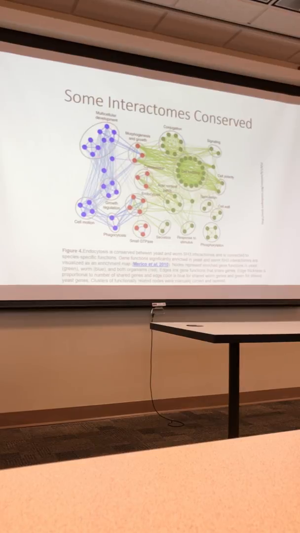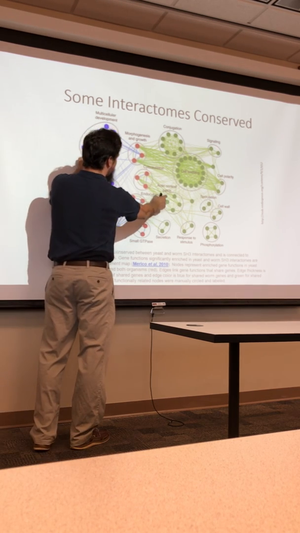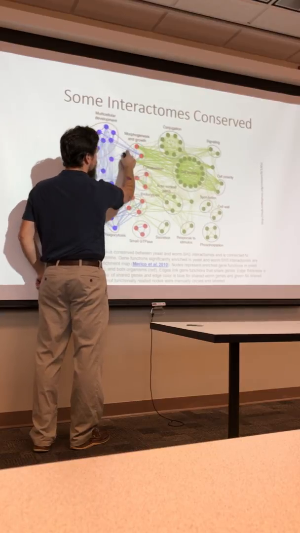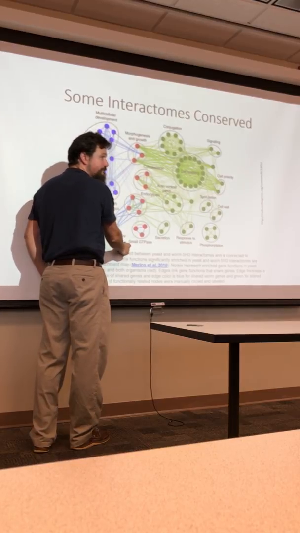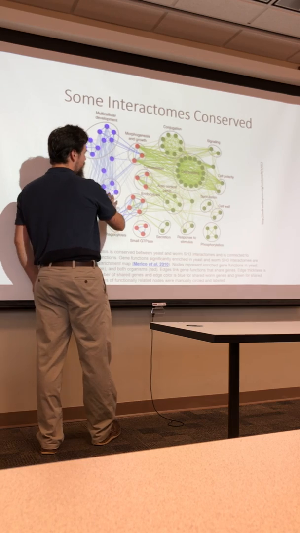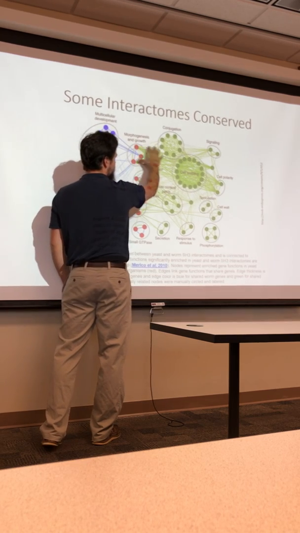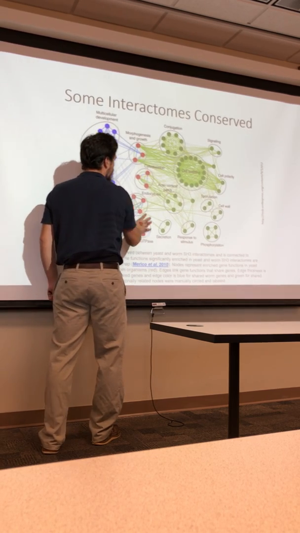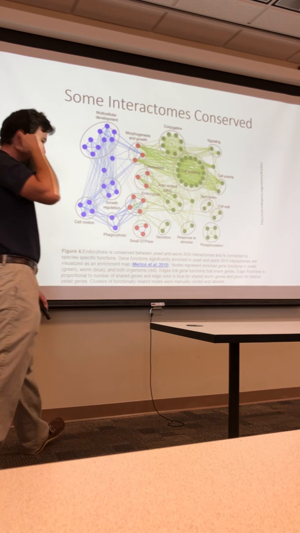So the one here, if I remember, is yeast, and the other one is a worm. It says yeast is in green, and worm is blue. Okay, so worm is blue, yeast is green. And what we see here is that between them, there are conserved interactomes in red. So we can even identify processes that between organisms are very, very similar.